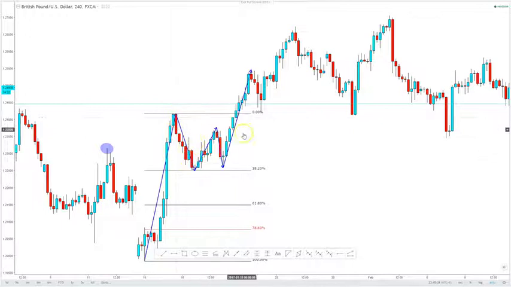We get a pullback. This is when we start to look for our entries long, okay? Notice where it pulled back to, the 382. What do we expect out of the 382? Triangle type formations, you know, maybe a head and shoulders, but not very likely. Most likely going to be some type of triangle formation, some type of wedge, something like that, okay? So let's go to the 1 hour chart so we can actually see what's going on here.